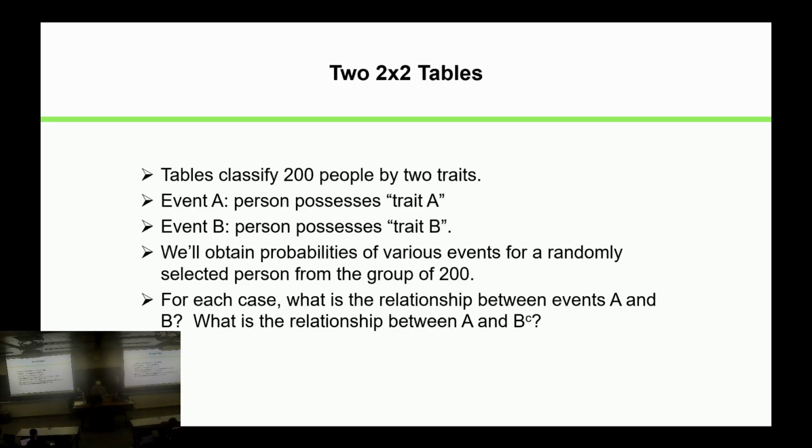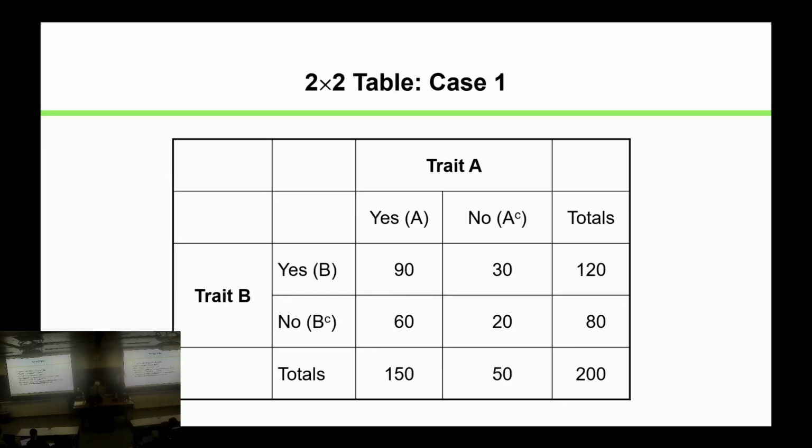So let's start with our first table here. Okay, so we've got our 200 people. We've got them classified, and there's 150 show trait A, 50 show trait B. There's 120 show trait B, 80 don't show trait B.